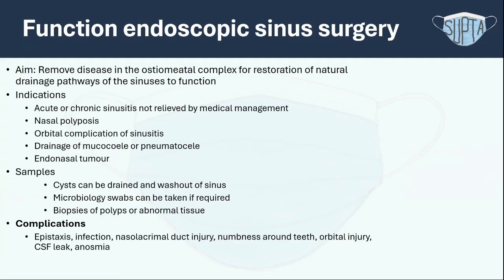And then functional endoscopic sinus surgery. So the aim is to remove disease in the osteomeatal complex for restoration of the natural drainage pathways of the sinuses. So the main indications are acute or chronic sinusitis that's not relieved by medical management, any nasal tumors, drainage of mucoceles and pneumatoceles, and essentially you can take a lot of samples for cysts. Microbiology swabs can be taken and biopsies of polyps or abnormal tissue. And obviously you have your normal complications like epistaxis, infection, nasolacrimal duct injury, things like that.